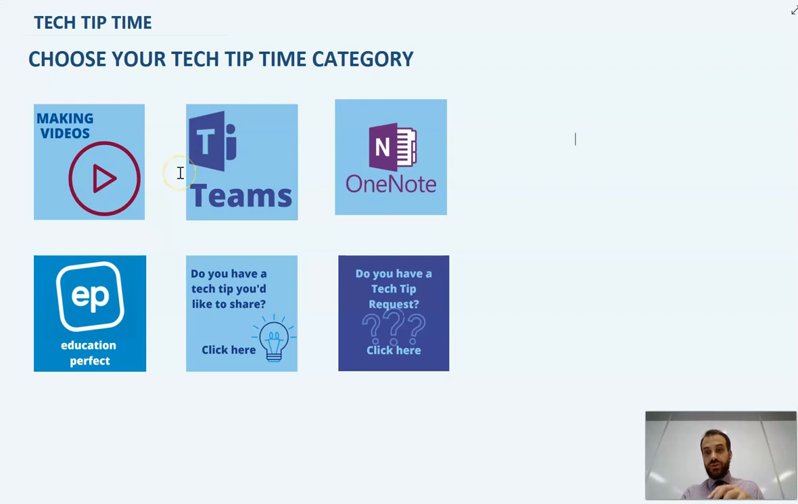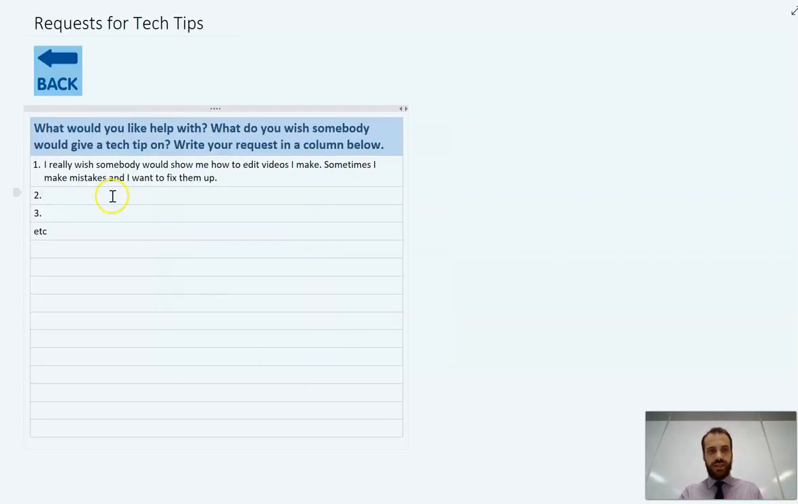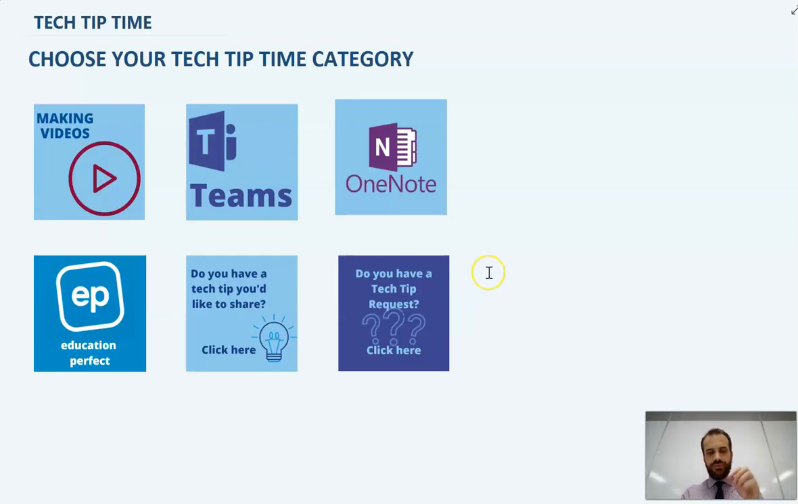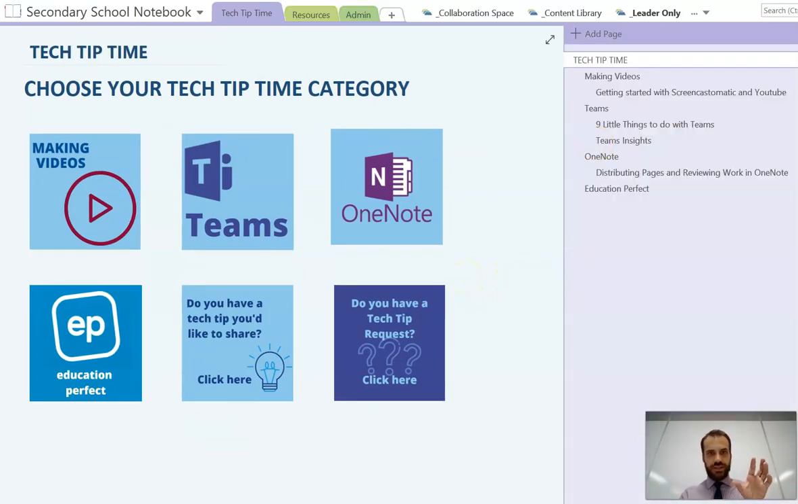Now there are also interactive parts of this website, so if somebody would like to request a tech tip, they can come in here and they can type in their request. This is something that's pretty advanced for a website. So I guess the big reveal, or perhaps not because I've already given the game away, is that this website is in OneNote. Alright, so you can see here, this is in fact just plain old OneNote.